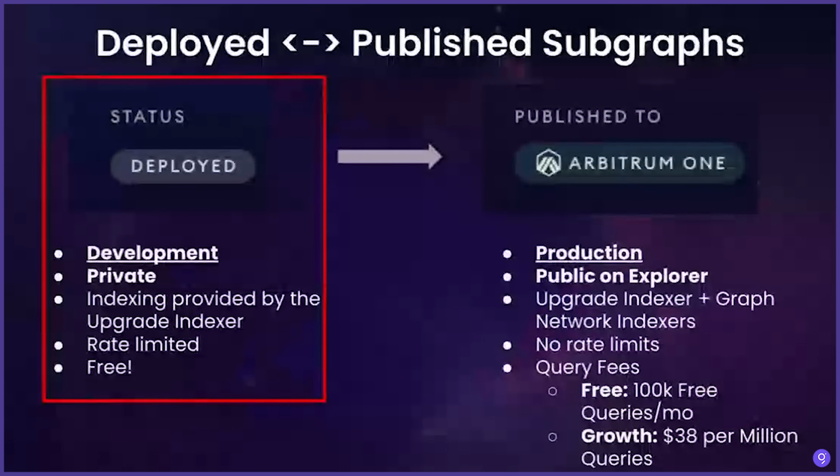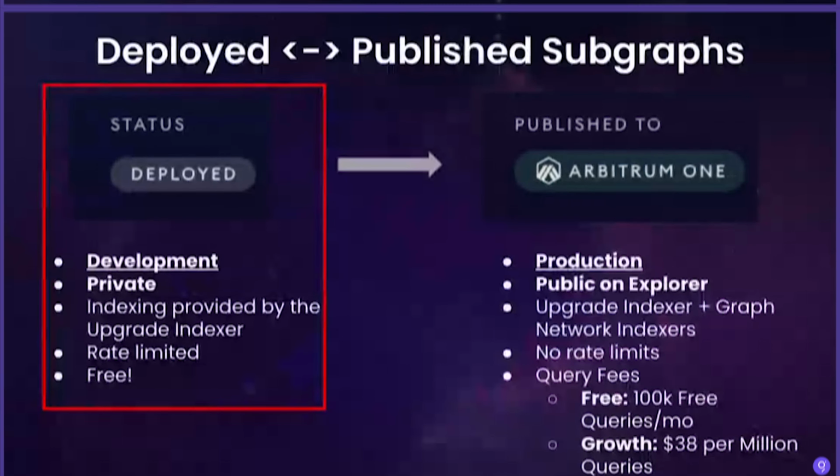A published subgraph is a public subgraph that is on the graph network. It's meant for use in production. The rate limits are gone. There are no more rate limits on the graph network when you have published your subgraph. And 100,000 queries are free per month if you would like to query that subgraph on the graph network. When you are past that free plan, there's the growth plan, which is $38 per million queries. So that is essentially the high-level overview of deployed versus published. Let's move on to diving a little bit deeper into deployed subgraphs.